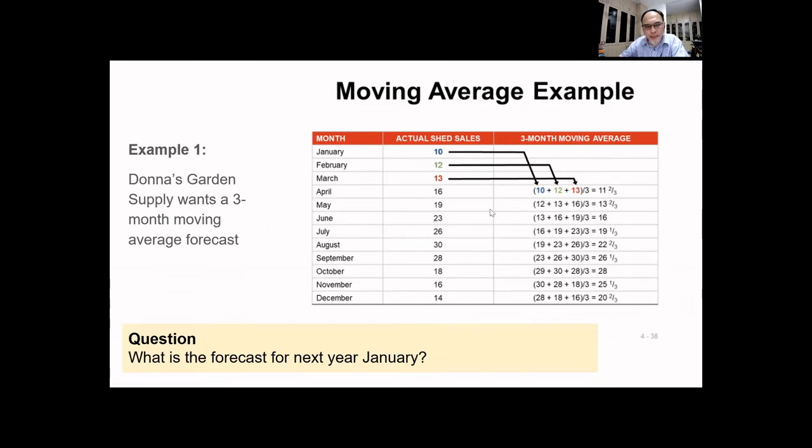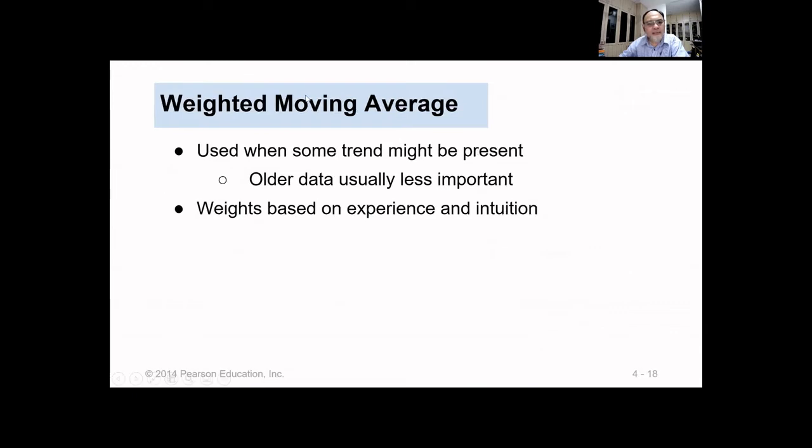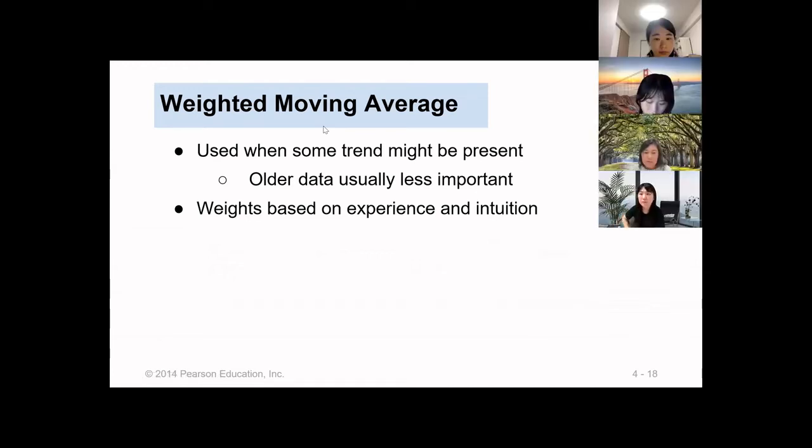Let's move on by looking at some issues of moving average. Moving average is not very accurate because what you do is only take the numbers and divide them by the 3 numbers. It is used when some trend might be present. Older data is usually less important, so why don't we use weights? Weights are additional weights on the latest data.